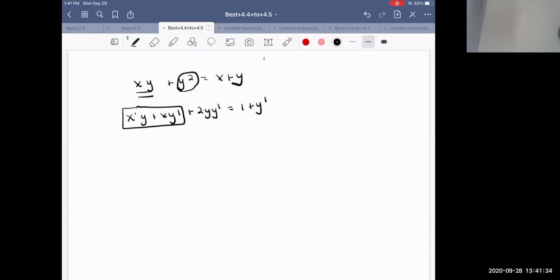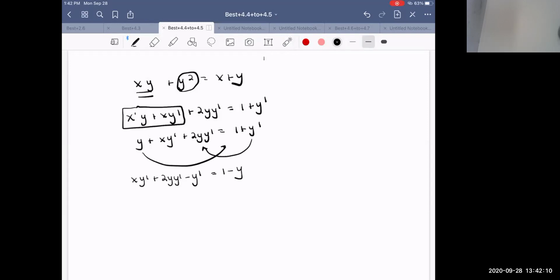Thanks. So now if I go ahead and take my derivative over here of what's inside the box, I've got 1 times y, which is y, plus x. Now the derivative of y is just y prime, plus 2yy prime is equal to 1 plus y prime. And again, I want to get my y primes to one side and everything else over to the other side. So I'm going to move this y prime over here, and I'm going to move this y over here. So I've got xy prime plus 2yy prime minus y prime is equal to 1 minus y.